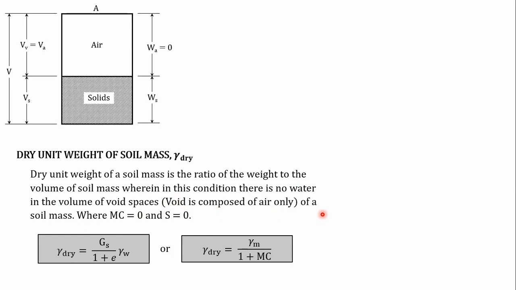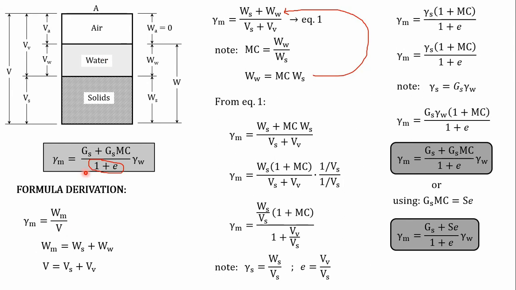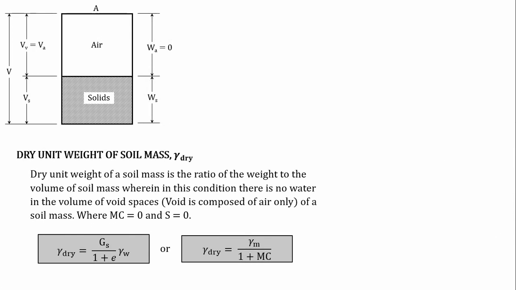Tingnan natin to. Focus kayo dito. Kung moist siya, may air siya at water. Kung dry siya, talagang dry. Meaning dry, walang tubig. Air lang talaga yung voids niya. Where moisture content is 0 and degree of saturation is 0.